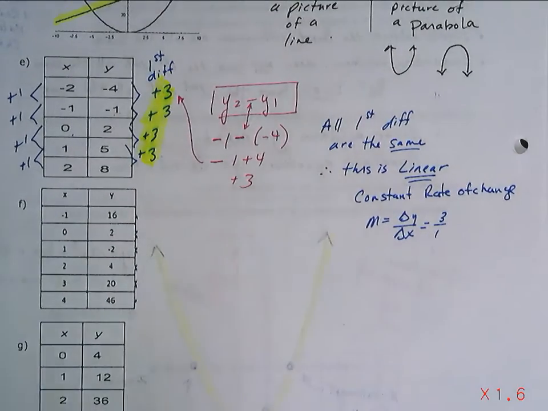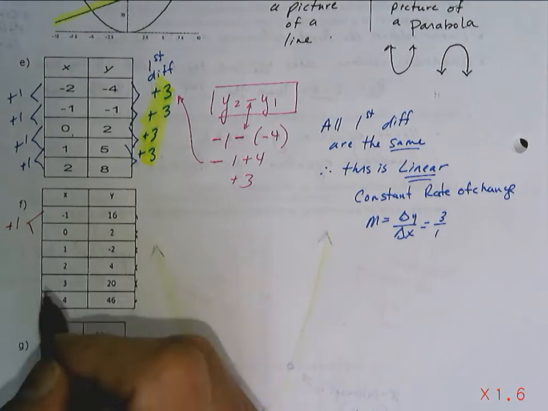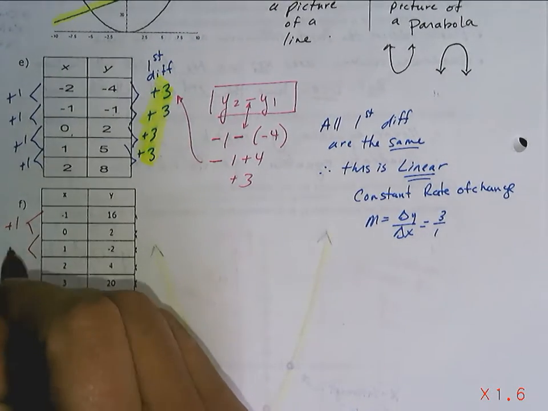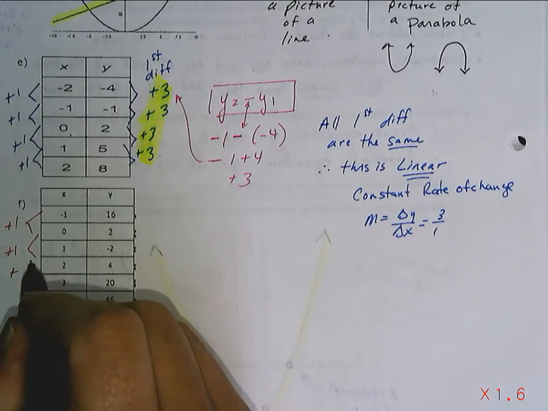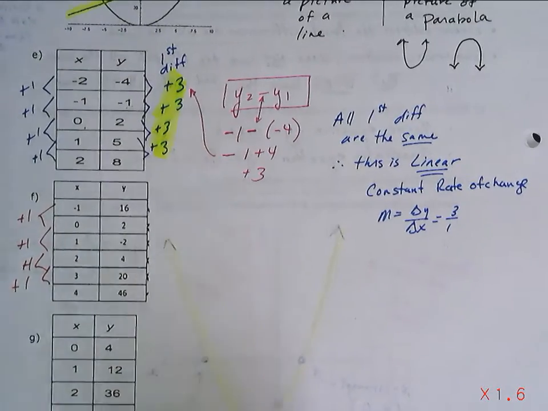Well, again, I could graph this if I wanted to, but that seems kind of useless. Why not use the information that they're giving me? So I'll take a look at the differences. To go from -1 to 0, I got to go +1. To go from 0 to 1, I got to go +1. So all of these are +1.